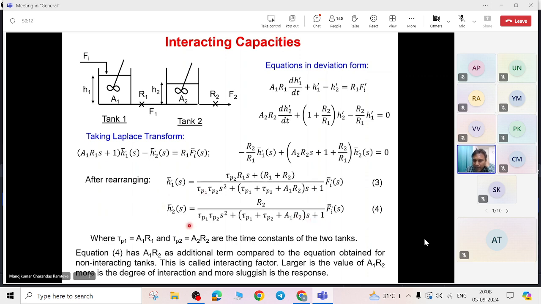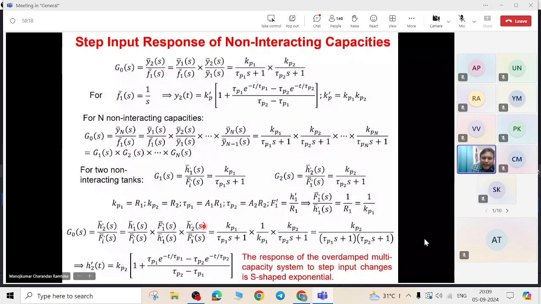Now, if we compare this particular equation with a similar equation which we have obtained for a non-interacting tank. Remember, for a non-interacting tank, this is the expression we have obtained, isn't it? So Kp2 divided by tau P1 into tau P2 S square plus tau P1 plus tau P2 S plus 1, isn't it? That is what we are going to get.